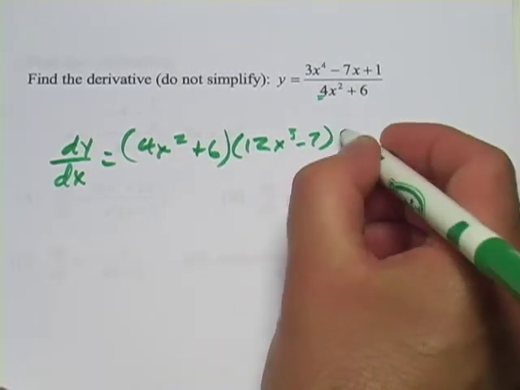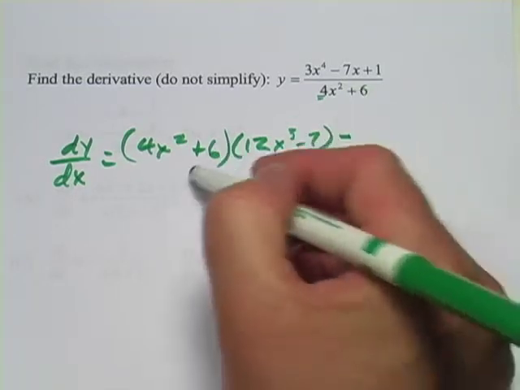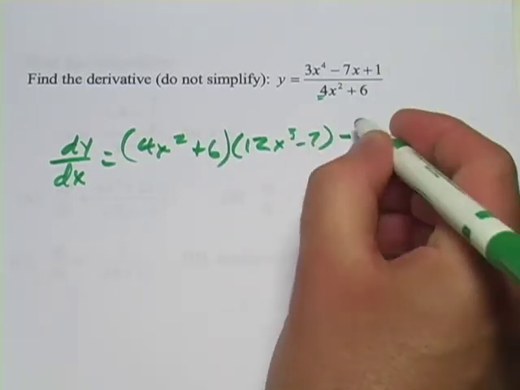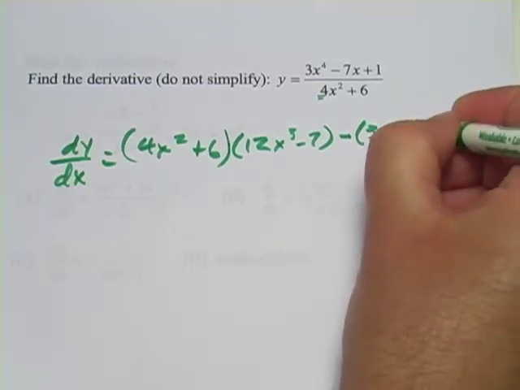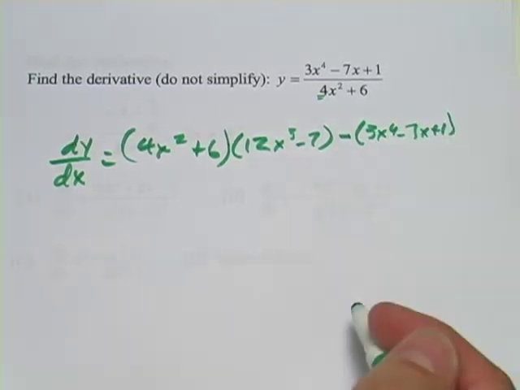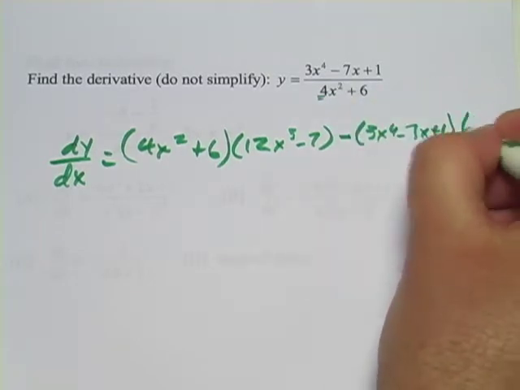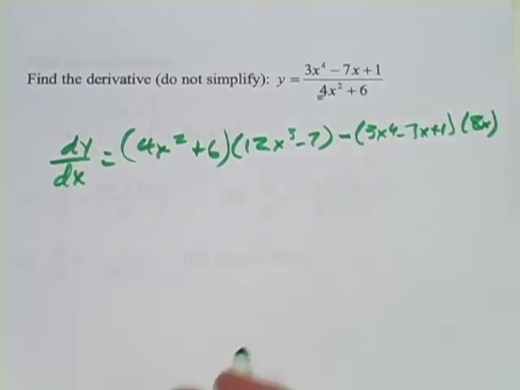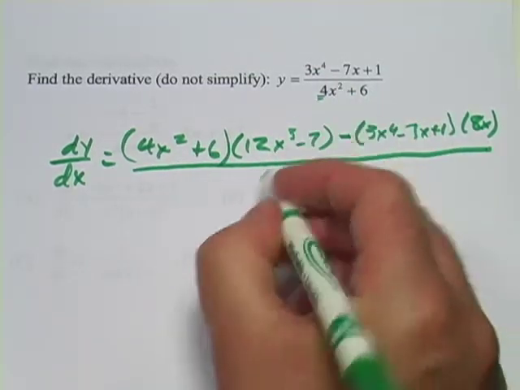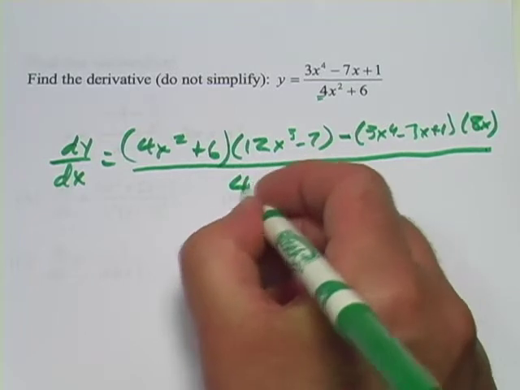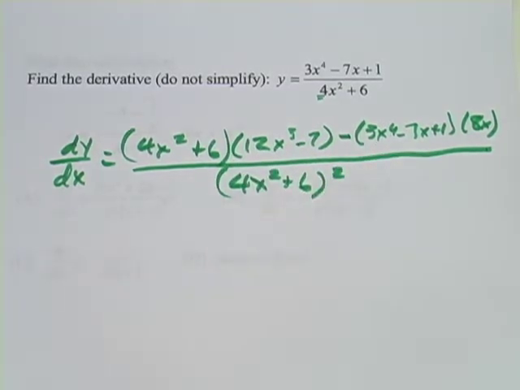Now the next part on the top is minus the reverse order. So instead of low d high, it's high d low. So this would be 3x to the fourth minus 7x plus 1. And d low is going to be 8x. Now all of that is going to go over low squared. So we take the whole thing on the bottom, 4x squared plus 6, and we square it.